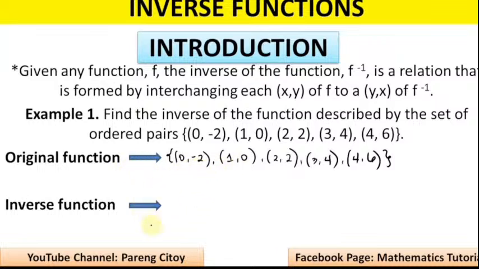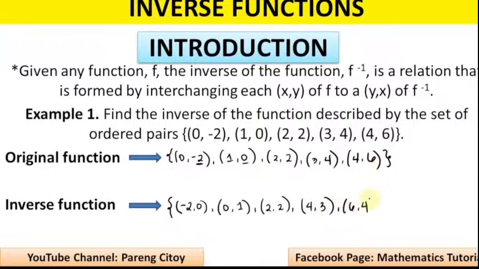The inverse, from the word itself, inverse, means opposite. So the inverse of our given function is, y comes first, so that is negative 2 and 0. This one, 0 comes first, then 1. Next, these are the same, so 2 and 2. Next, 4 comes first and 3. Next, 6 comes first, then 4. So the inverse of the given function is this result.